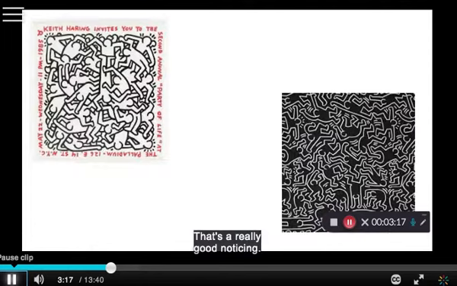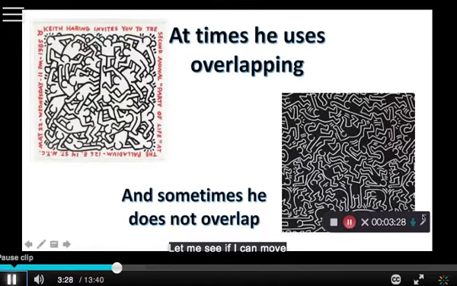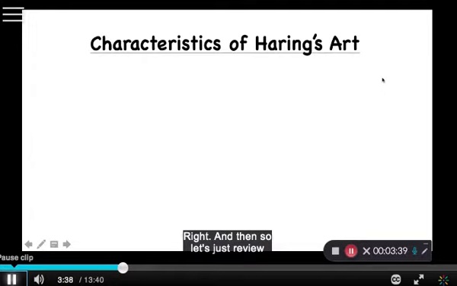All right, so sometimes, and we've talked about overlapping before, he overlaps his figures. And then at other times, he does not overlap his figures. Let me see if I can move this out of the way so you can see better. So he doesn't overlap. It's going to stay there. Right. And then, so let's just review, all right?